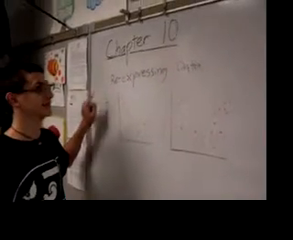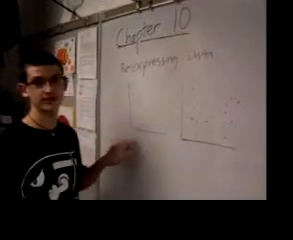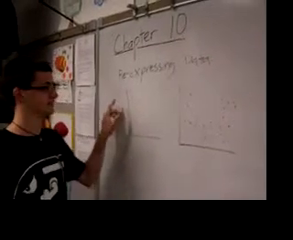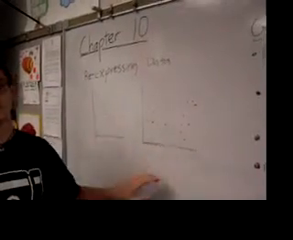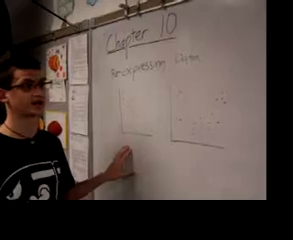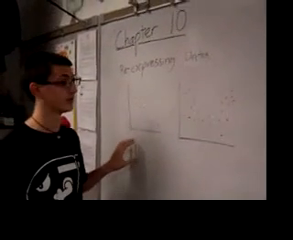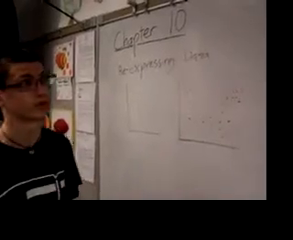So chapter 10 is about re-expressing data, such as in this scatter plot. Although it looks like it's pretty straight, the residual plot shows a definite curve, which means that you can't use a linear function for this. And so you re-express the data to make this straighter. That way you can use a linear regression line.